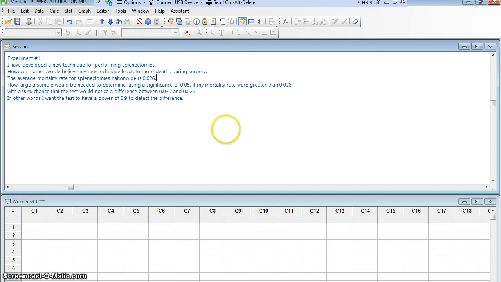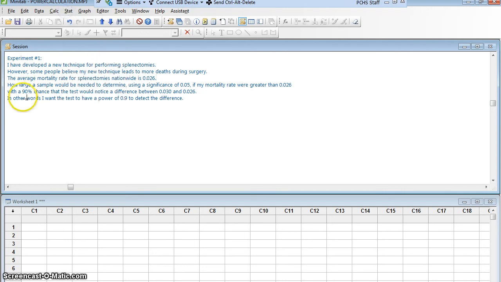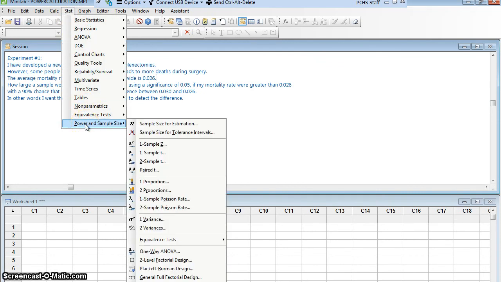Okay? So, let's go to how we do this, which is again in our stat menu, but this time we're doing what's called a power analysis. My power is 90%, or 0.9. So when I do this, if you look at the list, you could probably see where we're going to go. We're going to go to power and sample size. We're actually doing a power analysis. Now I have to know what kind of hypothesis test this would be, so I know which kind of power analysis to do. This would be a one proportion test. I'm going to have one sample, and I'm testing the proportion of people who die on the table, mortality rate.